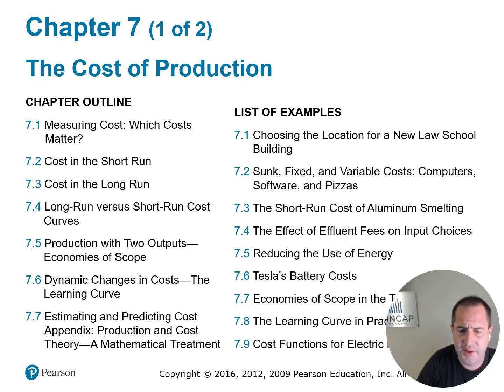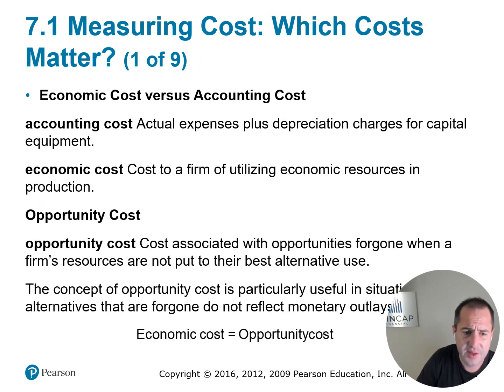And then some of the concepts and examples talk about a law school choosing a new building, sunk, fixed, and variable costs, short run costs of aluminum smelting, which is the manufacture of aluminum, the effective fees and input choices, reducing the use of energy, Tesla's battery costs, economies of scope, and then the learning curve in practice.